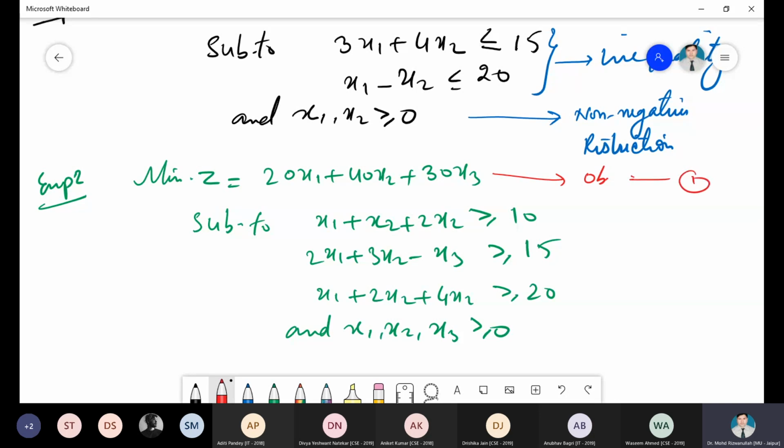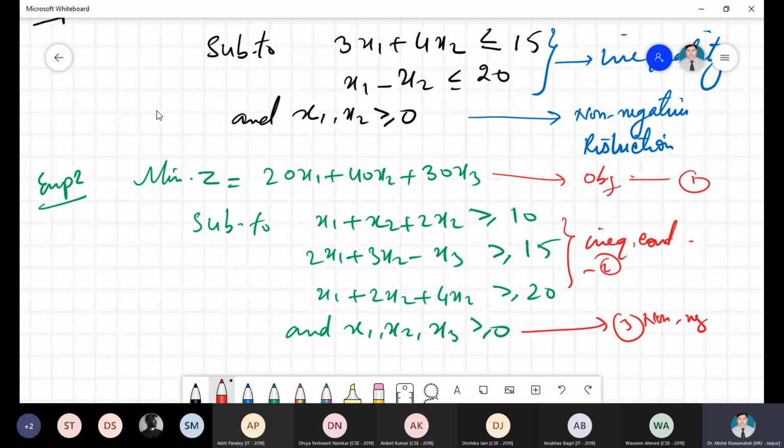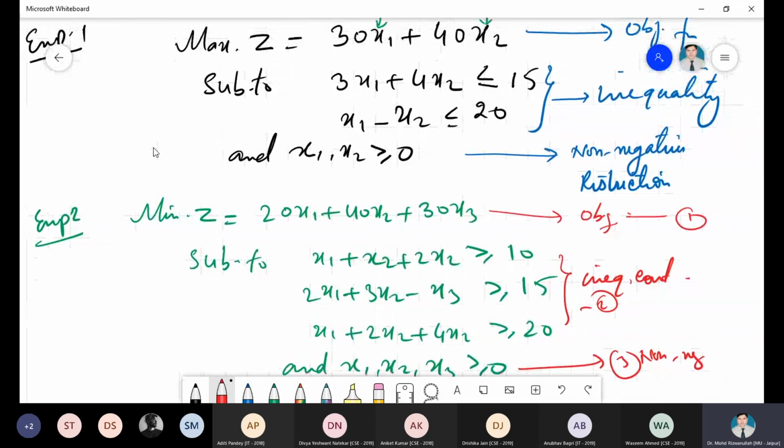objective function. So this is equation 1, and this is the objective function. These are the inequality constraints. There are 3 inequality constraints, 3 variables we have, and this is the third one, the non-negative restrictions. Now do you notice what is the difference in the inequality in maximum and minimum cases? Have you marked what is the difference between the inequality in both the equations? Anyone can tell me what is the difference?